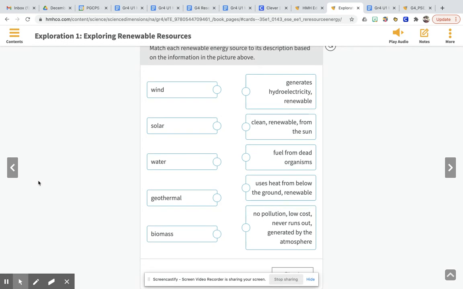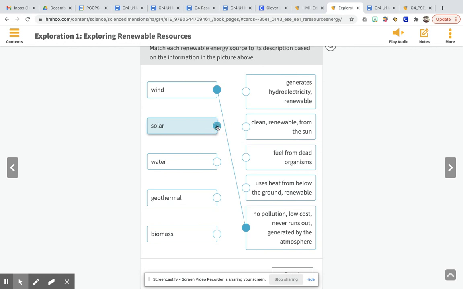All right, are we ready to check and see how we did? And so let's start with our wind. And so which of these is a description of wind? Wind has no pollution, a low cost, never runs out, and is generated by the atmosphere.